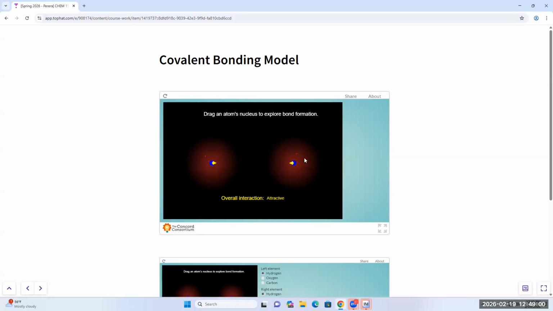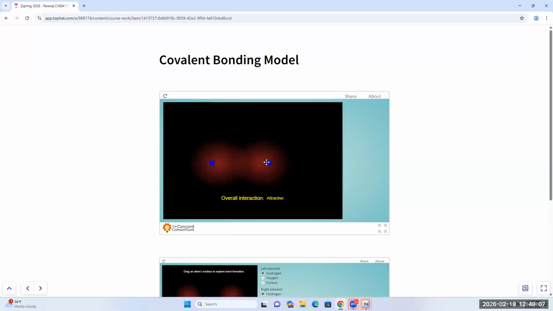So what I'm going to do is bring these atoms closer to each other. Okay, so they're attractive. It's still attractive, and the attraction grows to a certain point. Oh, no, it's too much. It's repelling. Oh, there you go. So when the attractions are balanced with the repulsions, that's where the optimum distance between the atoms occurs. And at that point, we say that we have a covalent bond formed.